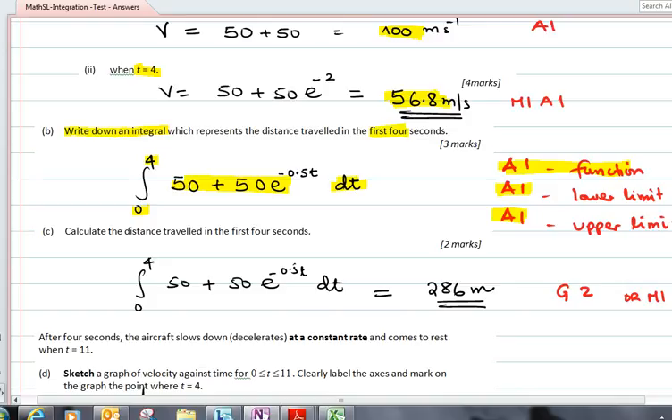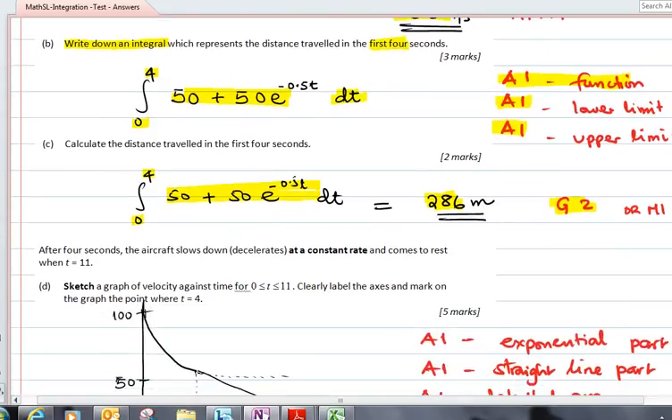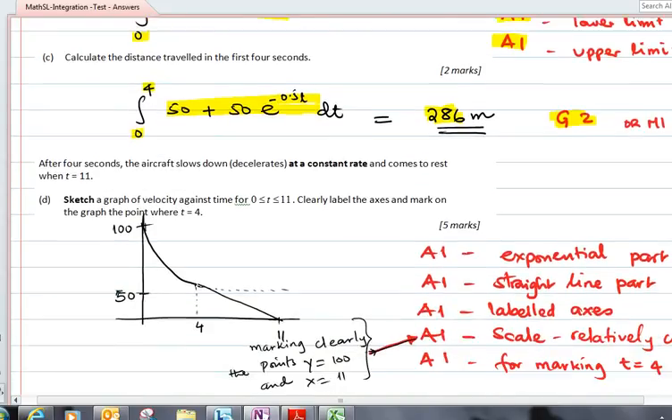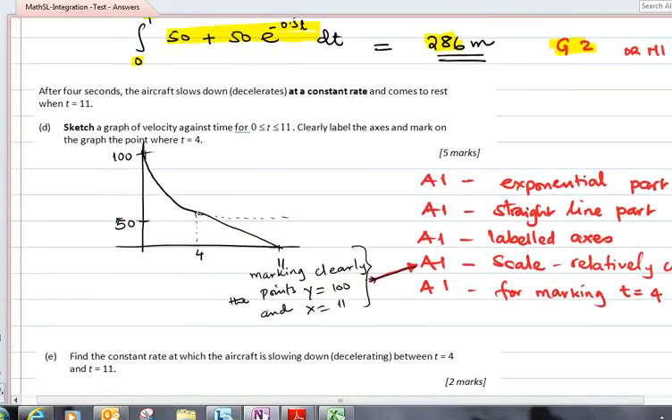Then part C is where you calculate that, and you do not need to be able to integrate that, although if you did, that would still give you the same value. But like this mark suggests, it's a point that you simply get from plugging that into your GDC with the correct limits and get a value, 286. Again, this is to 3 significant figures. Beware of that.